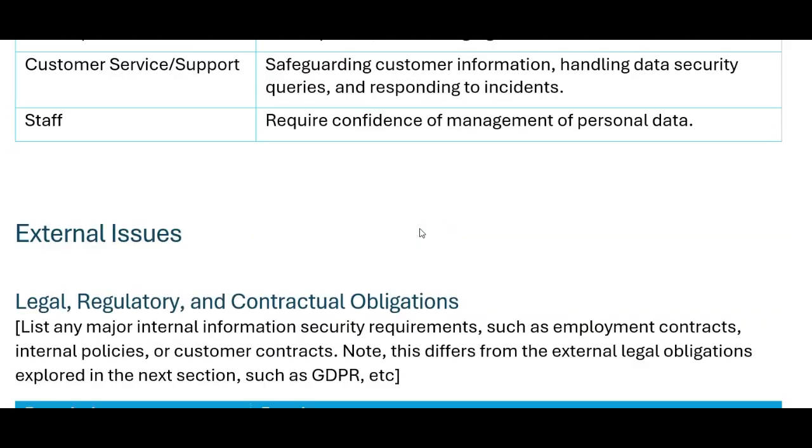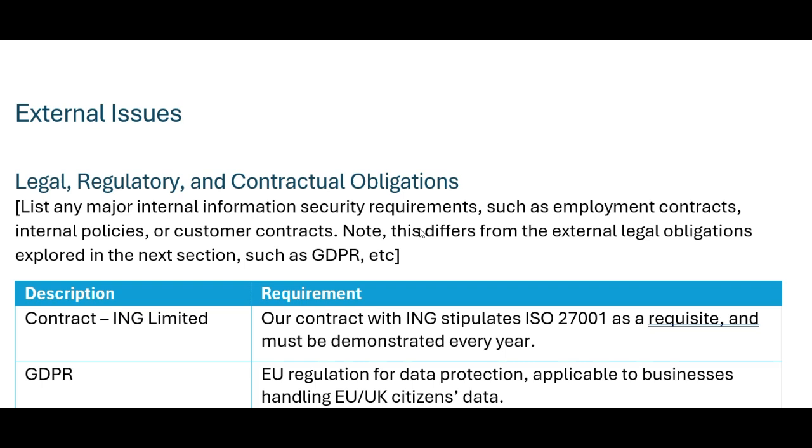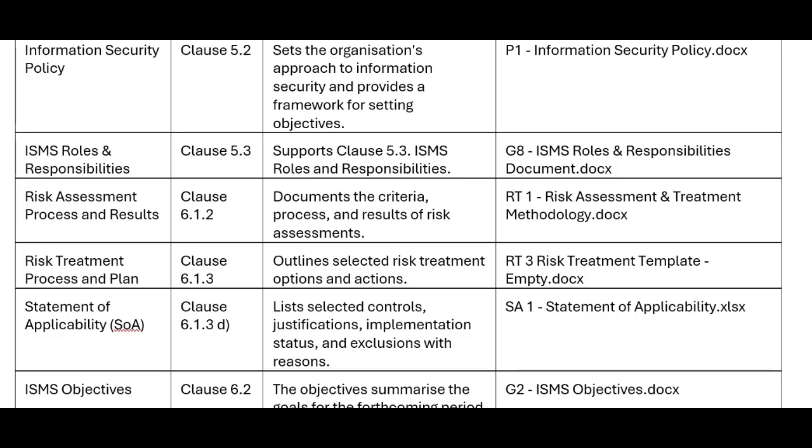What else have we got here? We've got the internal and external issues, and for example, do we have a contract with a business that stipulates 27001 is mandatory? Are we handling GDPR, for example? So that's just a little taster of that particular document. Then we've got an information security policy, roles and responsibilities, risk assessment processes, risk treatment process, statement of applicability. So that's a big one. Let's have a quick look at that.